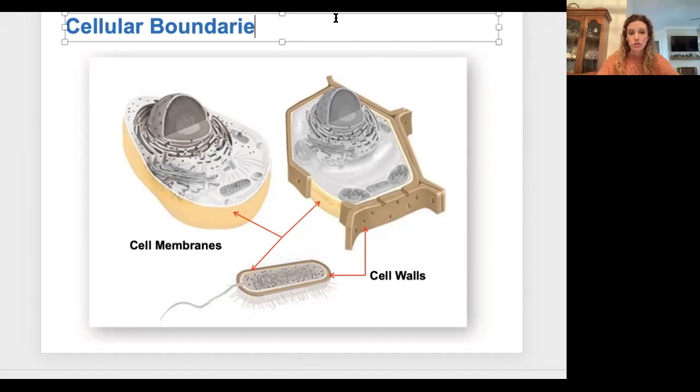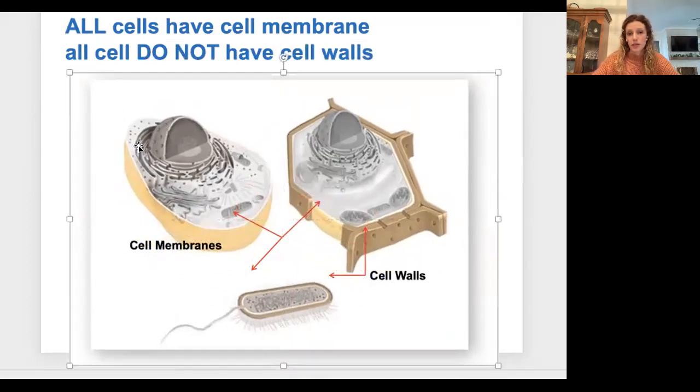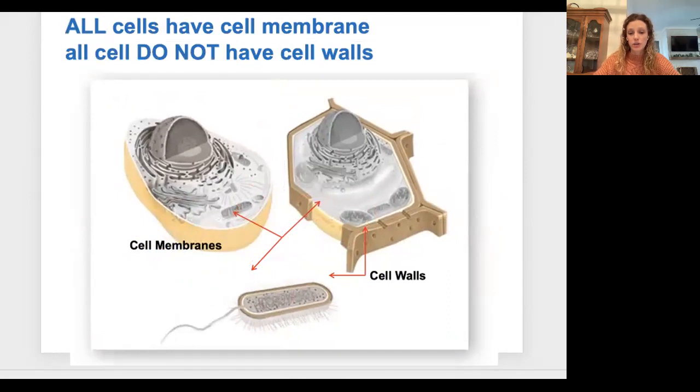So cellular boundaries, I want you to write all cells have cell membrane. What's another word for cell membrane? Plasma membrane. Okay. And then I also want you to write all cells do not have cell walls. Let me move my picture. Okay. So after you get that, you're good for this slide.